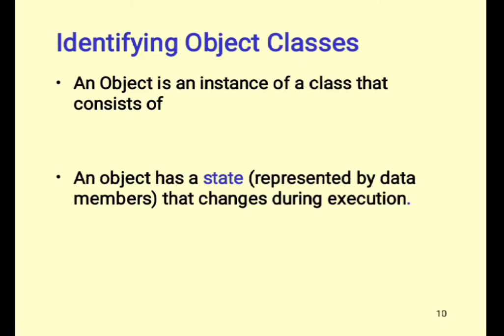Next is identifying the object classes. An object is an instance of a class that consists of data, that is attributes, variables, instance variables, fields, data members, etc. It also consists of actions, which include methods or member functions. An object has a state represented by data, that is members, that changes during execution.